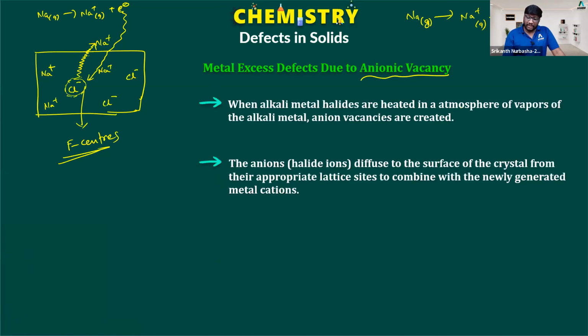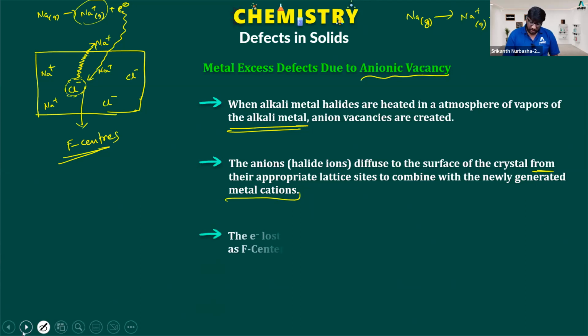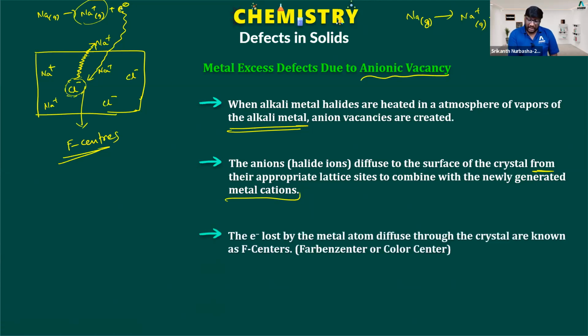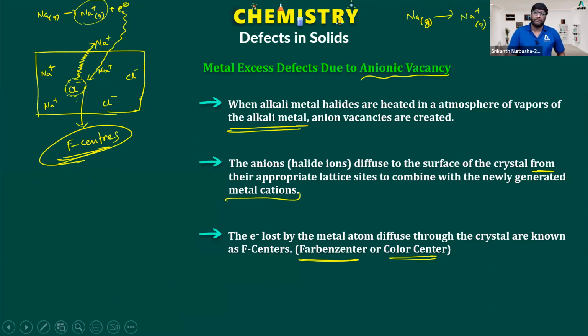When anionic metal halides are heated in an atmosphere of vapors of alkali metal, anionic vacancies are created. That is, this same sodium we are heating in the presence of NaCl. The anionic or halide ions diffuse to the surface of the crystal from their appropriate lattice sites. Why? To combine with newly generated metal ions, Na plus. The electron lost by the metal atom diffuses into the crystal and occupies the vacancy, and these are known as F centers, also known as Farben center or color center. Why is it known as Farben center or color center? Because these electrons are responsible for color.